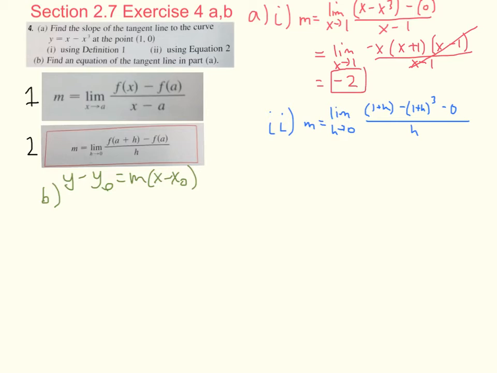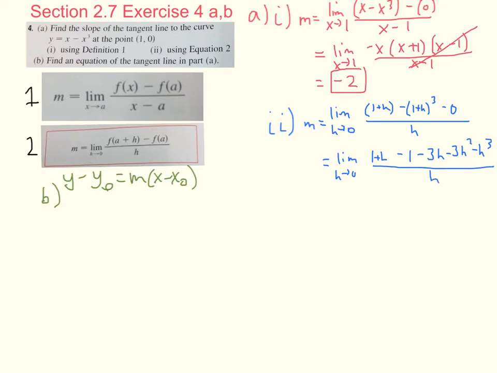For the second one, I've written what that one's going to look like as h approaches 0 of f of a plus h. So everywhere we see an x in x minus x cubed, we're going to substitute in 1 plus h, which we've done, minus f of a, over h. And so multiplying this cubic function out, we're going to have 1 plus h minus 1 minus 3h minus 3h squared minus h cubed all over h.